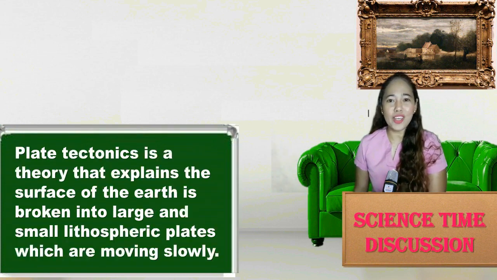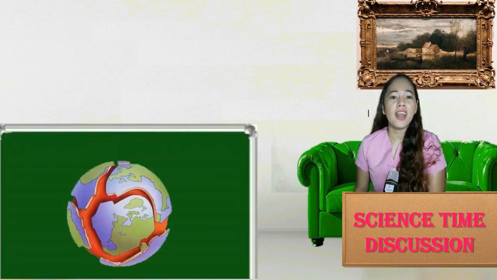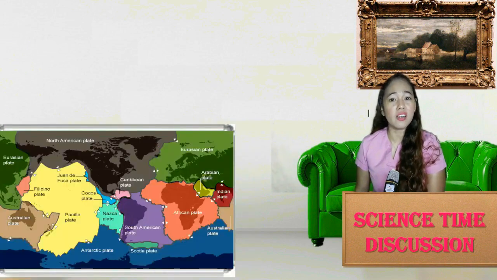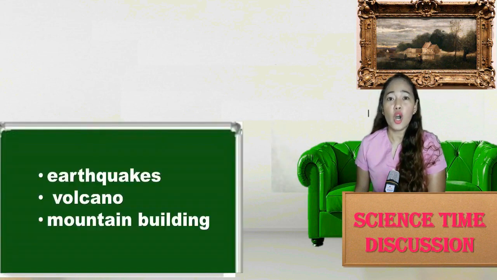Plate tectonics is a theory that explains the surface of the earth is broken into large and small lithospheric plates which are moving slowly. The size and position of these plates change as years pass by. They move against each other at their edges, causing intense geologic activities such as earthquakes, volcano, and mountain building.